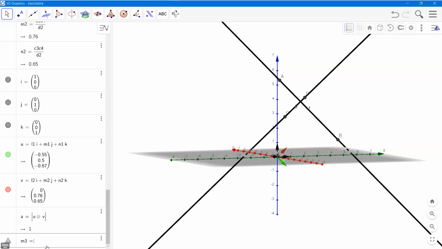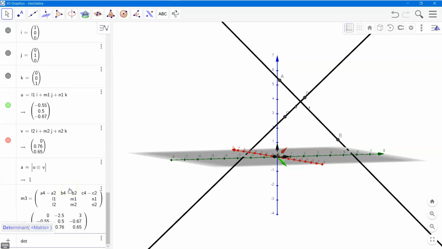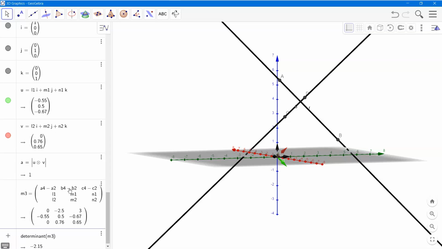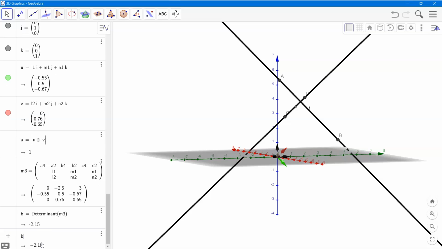Let's say M3 is equal to, remember, how do you specify a matrix? Using flower brackets. So A4 minus A2 comma B4 minus B2, C4 minus C2. This is the first row of the matrix. The second row of the matrix would be L1 comma M1 comma N1. And the third row would be L2 comma M2 comma N2. Yes. Now the determinant of this would be what? Determinant would be this. And the shortest distance would be B divided by A.